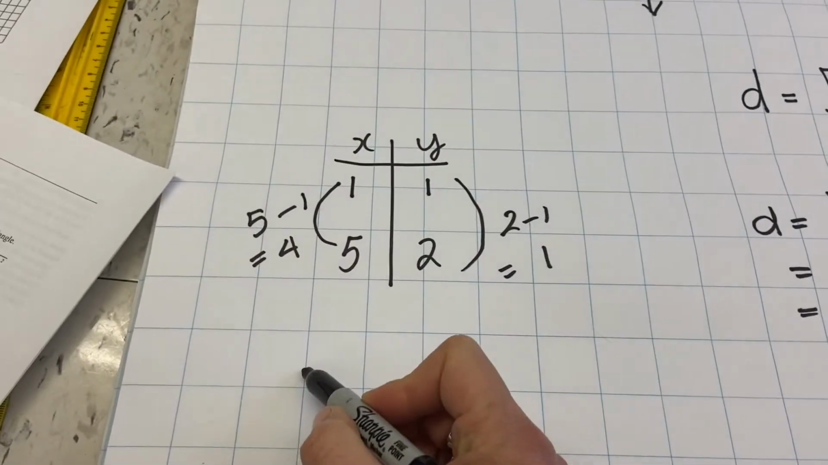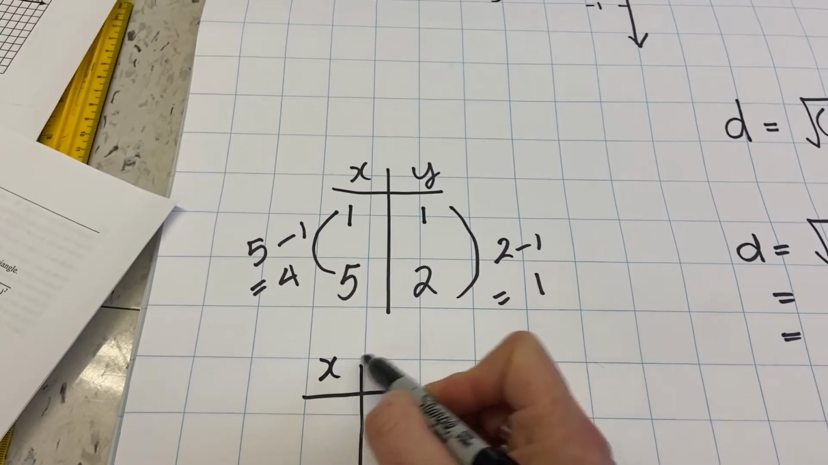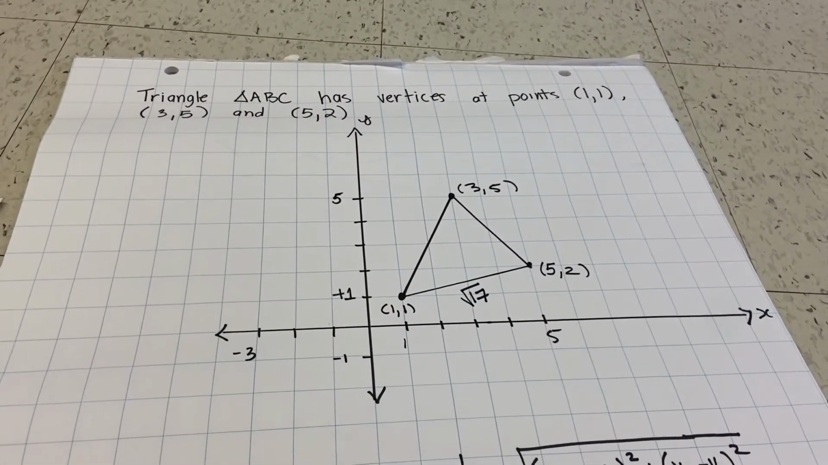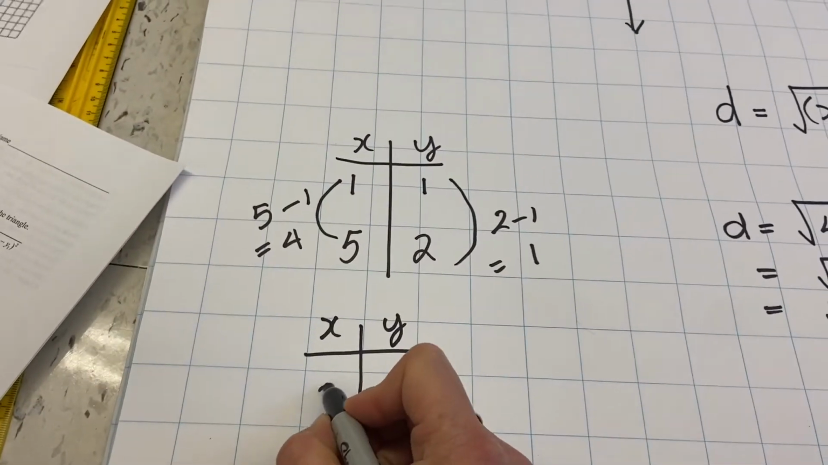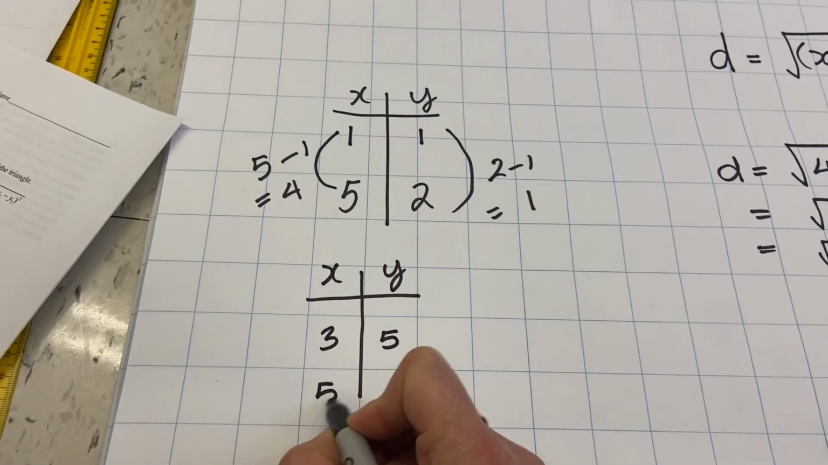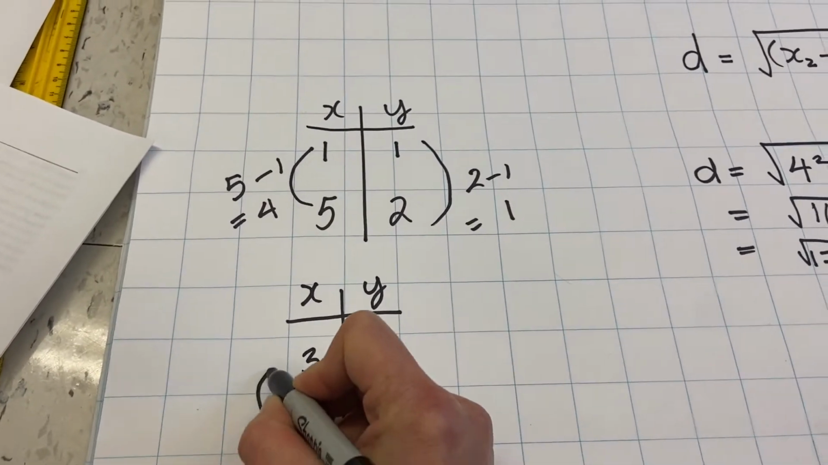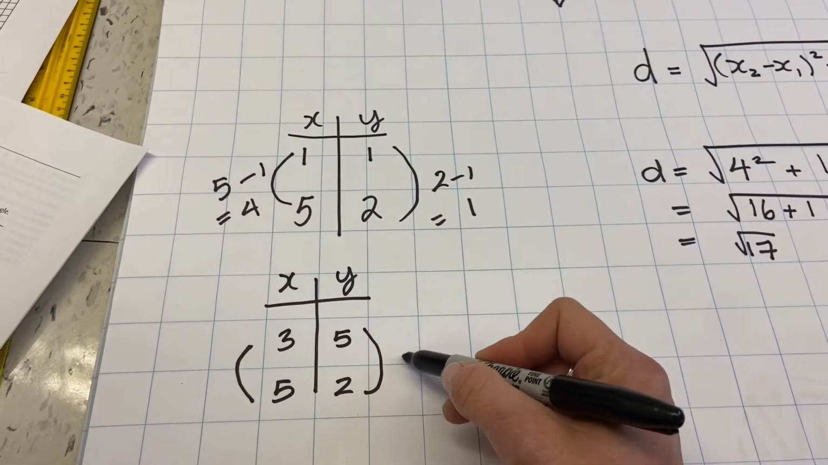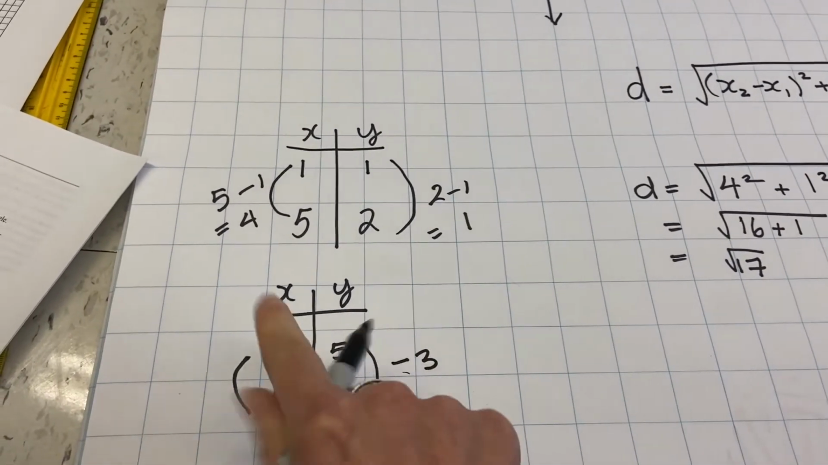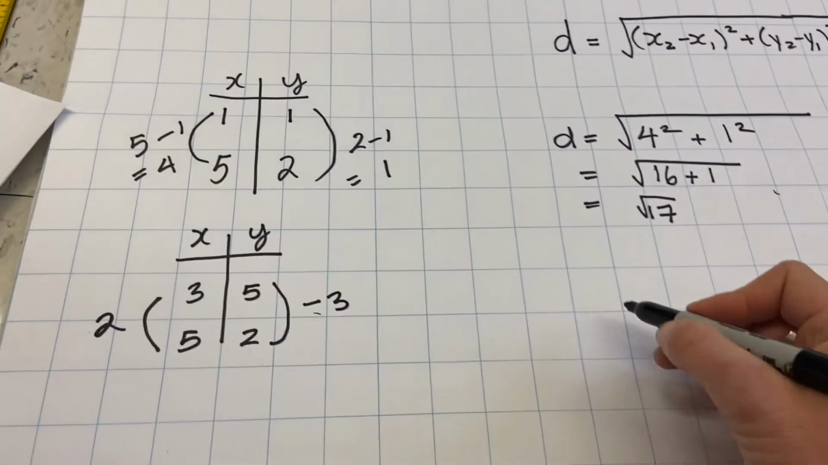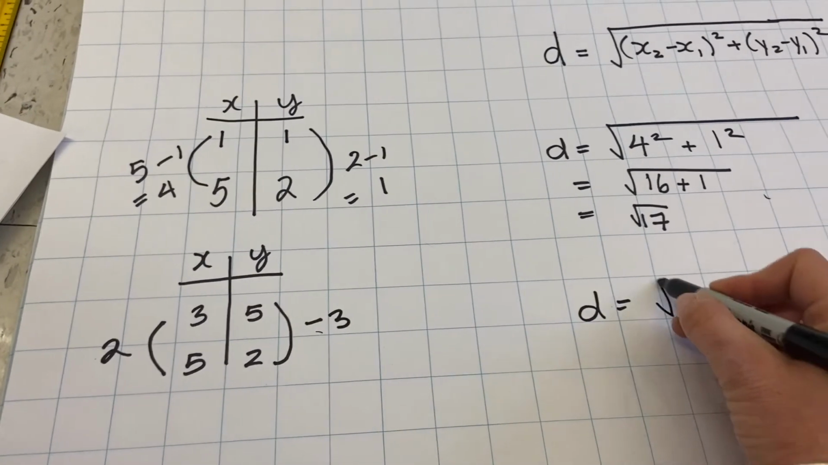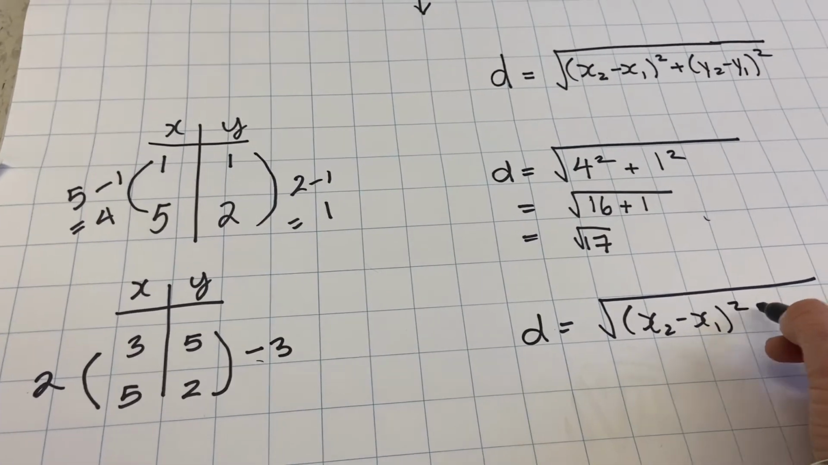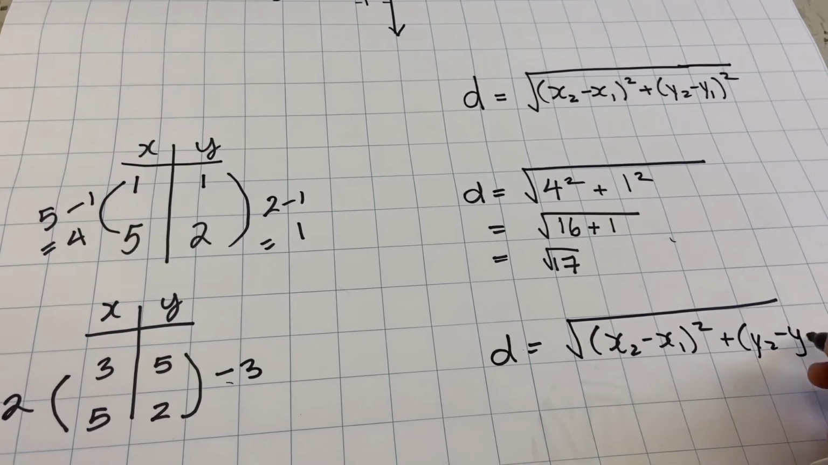Okay, so I want to go between (5, 2) and (3, 5). So I'm going to put those numbers into my table of values. So I have (3, 5), and I have (5, 2), and we know we're going to have to subtract. That's part of the formula. So let's subtract. 2 subtract 5 is minus 3. 5 subtract 3 is 2. We're going to write our formula again. Our formula is D is equal to the square root of (x2 minus x1) squared plus (y2 minus y1) squared.